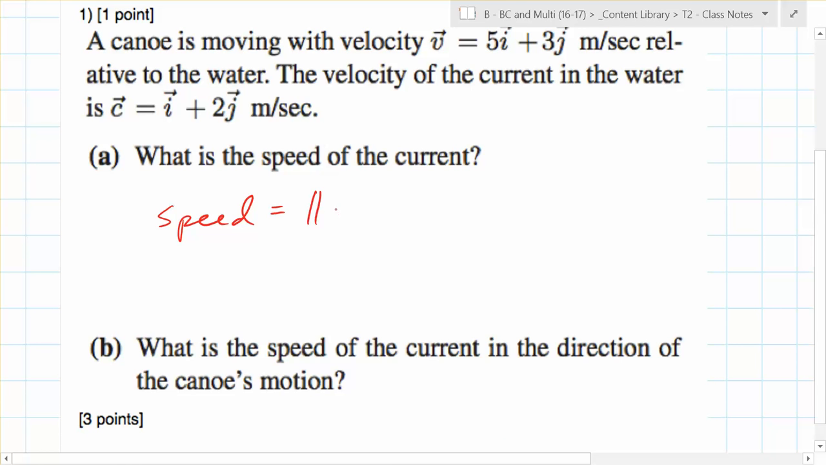Of velocity. There you go. Exactly. Magnitude of velocity. So in this case, it's going to be the square root of 5.